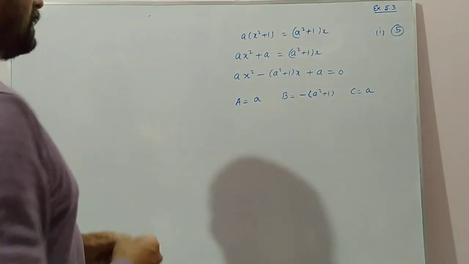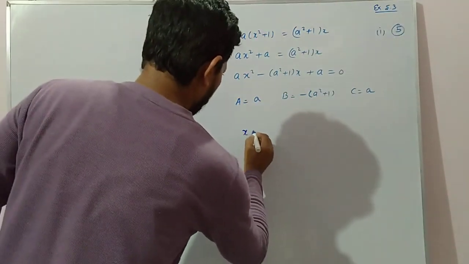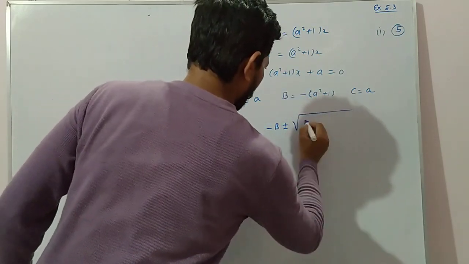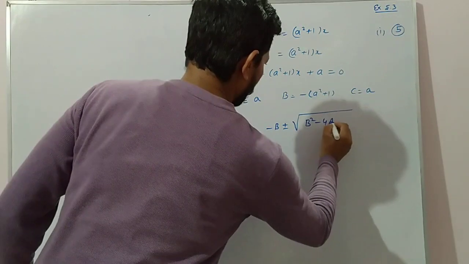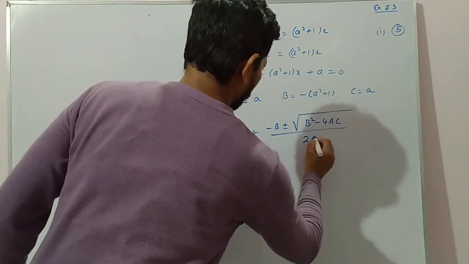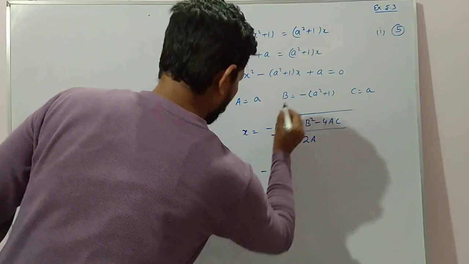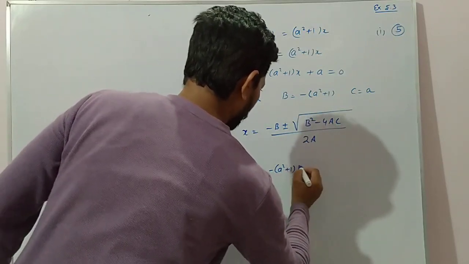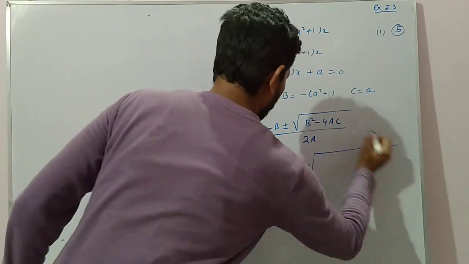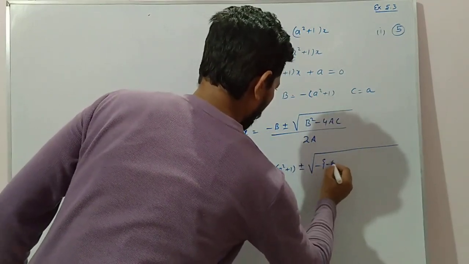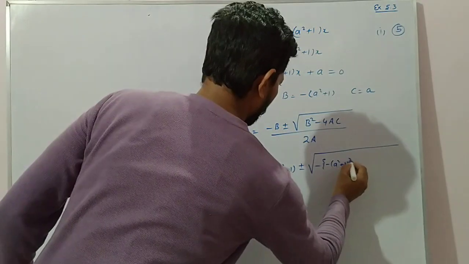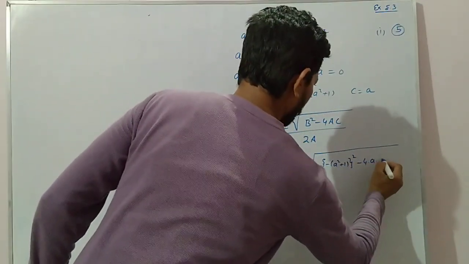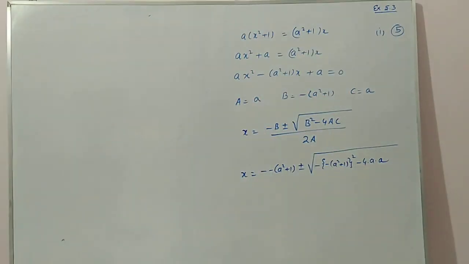So this equation becomes x equal to minus B. We are taking capital letters so that you may not get confused. B square minus 4AC by 2A. So x equal to minus B, that is (a square plus 1), plus or minus root over B square, (a square plus 1) the whole square, minus 4AC, that is also a.